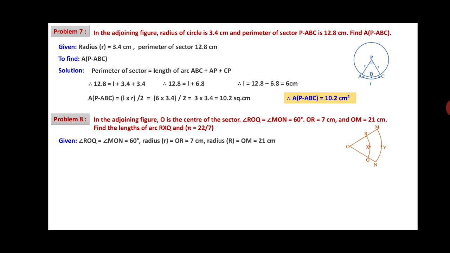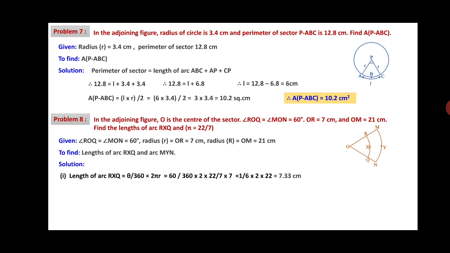Friends, here angle ROQ is equal to angle MON is equal to 60 degree. Therefore, radius R is equal to OR, which will be 7 centimeter. So, radius R, that OM, is also 21 centimeter. OR and OM, which are given 7 centimeter and 21 centimeter respectively. Now, length of the arc RXQ and arc MON you have to find out.